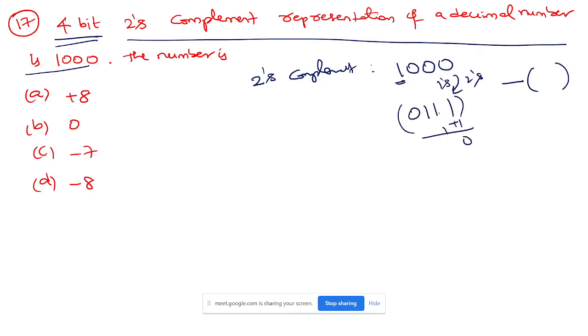1 plus 1 is 2, so 0 carry 1; 1 plus 1 is 2, so 0 carry 1; 1 plus 1 is 2, so 0 carry 1. This is 1, 0, 0, 0, right? So what is this magnitude? 8. Correct? So option D is the right answer. That's all. It's that simple. I don't know why they give it so many times.